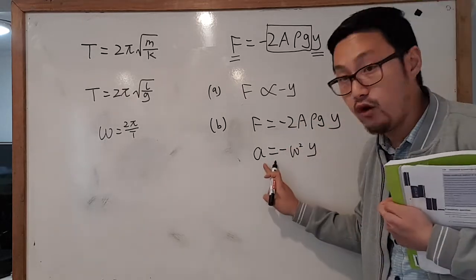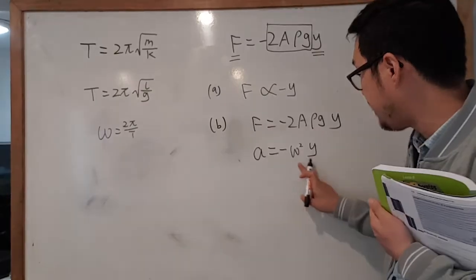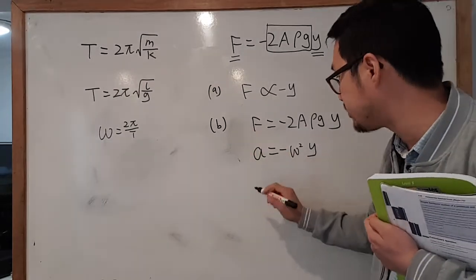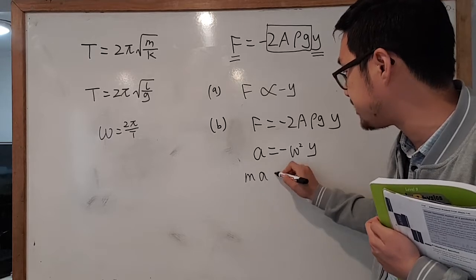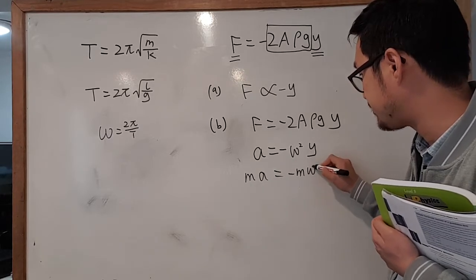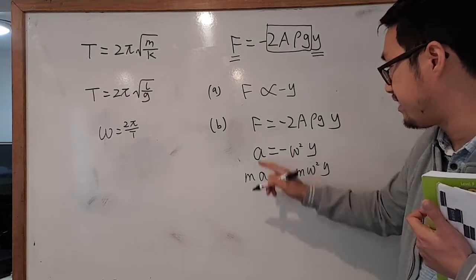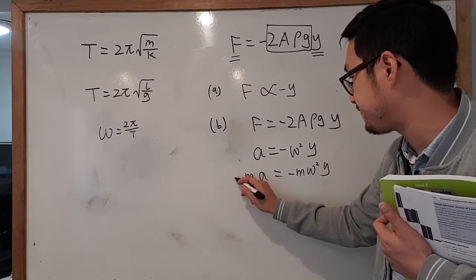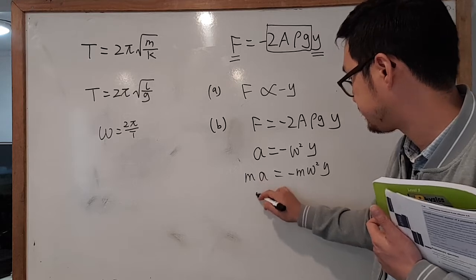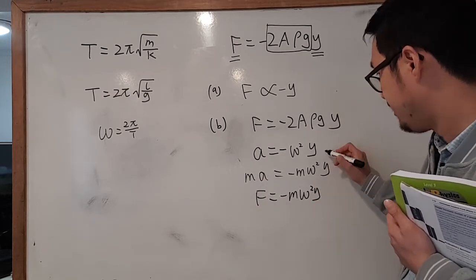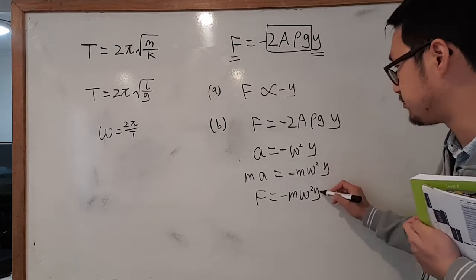The difference is that over here we have acceleration, and over here we have force. That's not too hard. I can turn this into a force by multiplying a mass to this side, and multiplying a mass to this side as well. So now this is going to be the same as this. Now this is going to be F. So this equation has turned into this equation now.